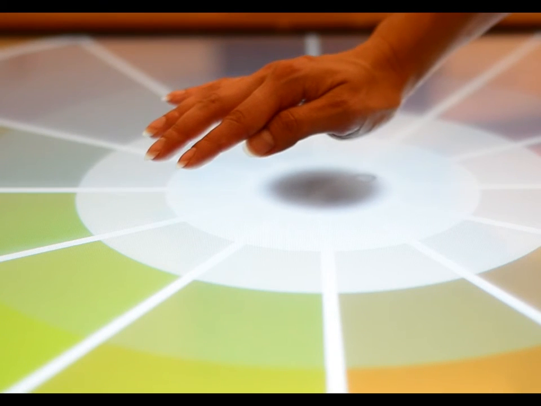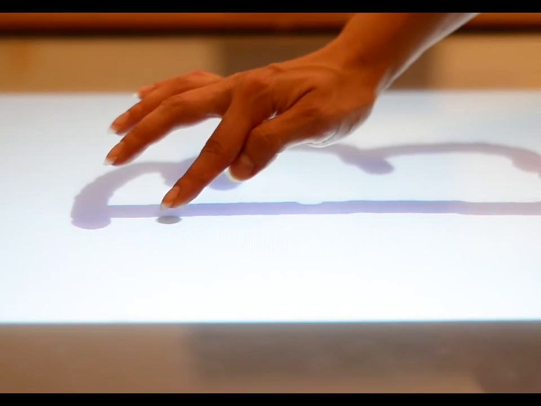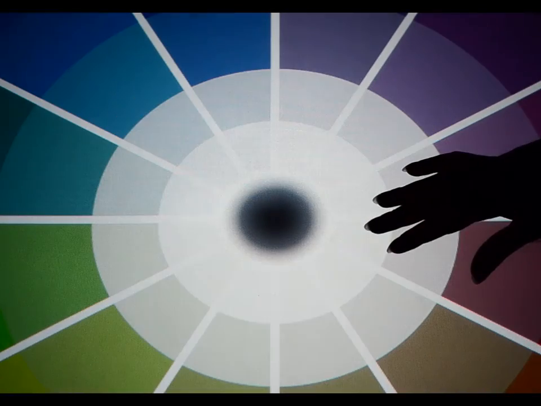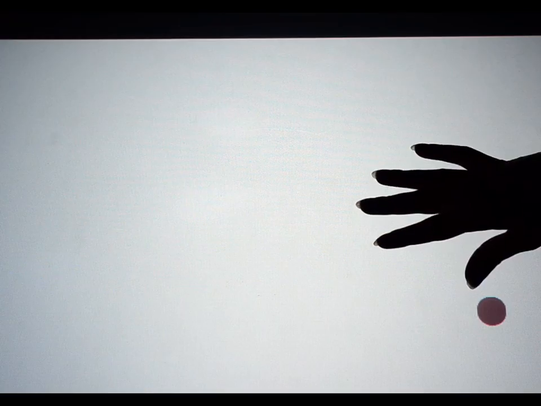Pull your hand up sharply to bring up the color wheel. The horizontal position of a hand picks the color, and the height of the hand controls the size of the brush. To select, move your hand down quickly and tap the surface with a finger. Then simply use your fingers to paint.